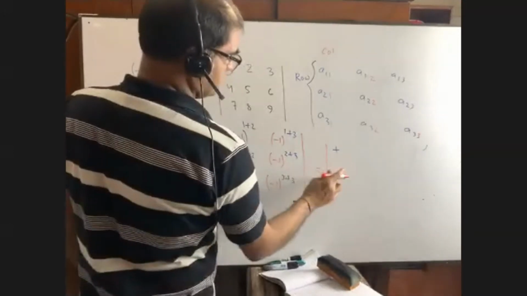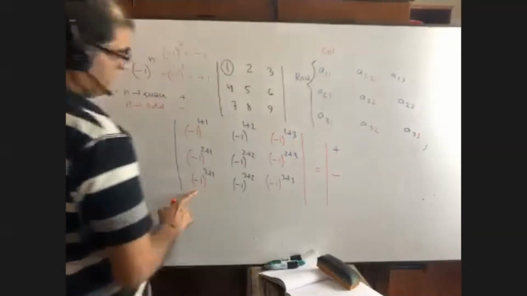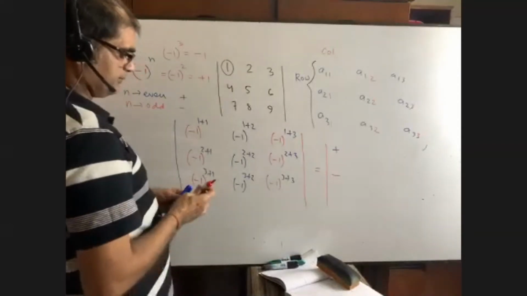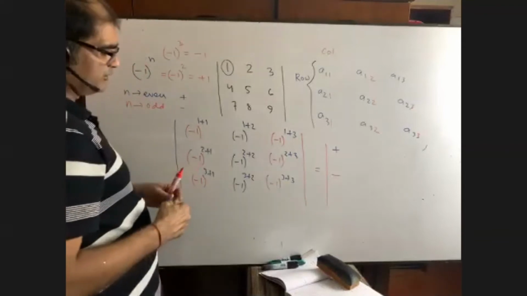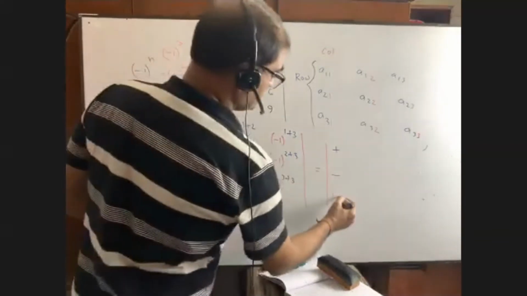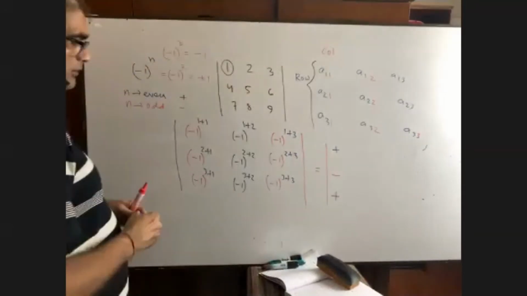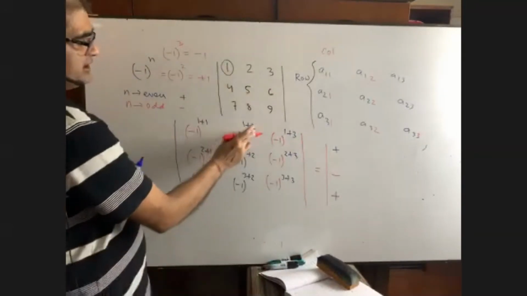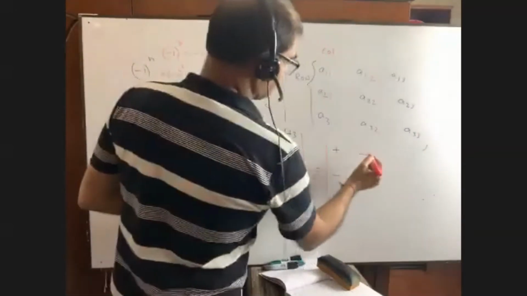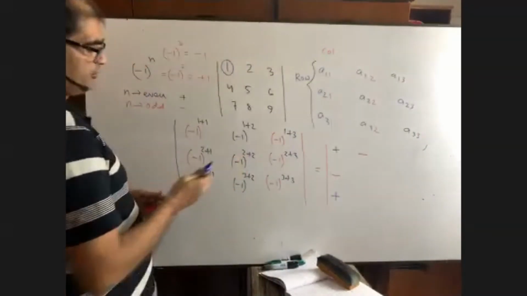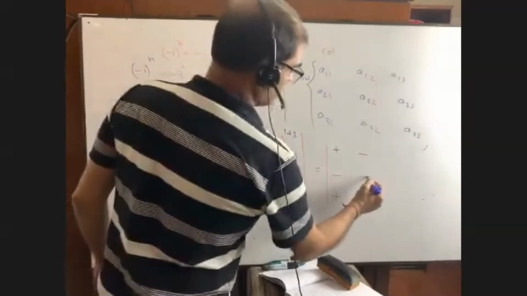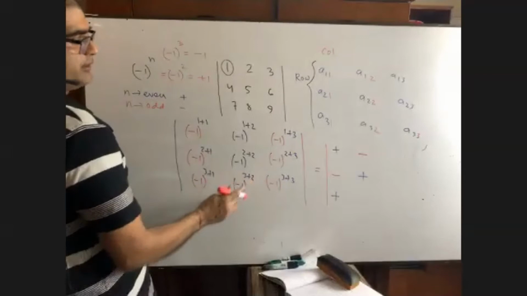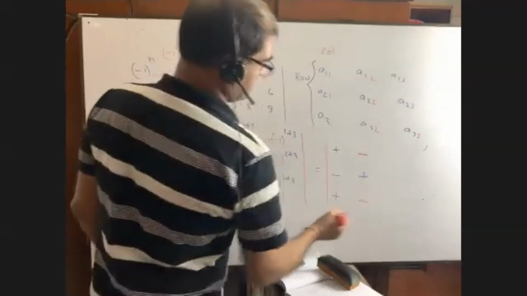Yes, sir, sign is negative. Here power 4, that means even, so sign will be positive. What will be the sign of power 4? It will be positive. Now here you see, for the second column, power is 3, so sign will be negative. Here the power is 4, sign will be positive. Here the power is 5, -1 whole to the power 5, so sign will be negative.